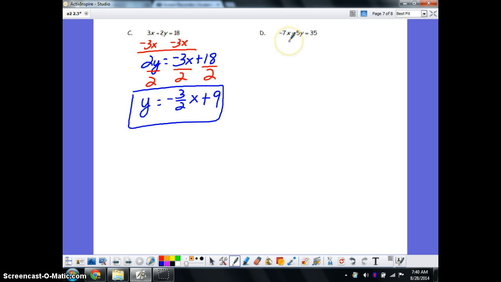And finally, getting the y term by itself, we move the 7x first by adding it. And we're left with negative 5y is equal to, remember, bring that sign down, 7x plus 35. And finally, to solve for y, we divide everything by negative 5.